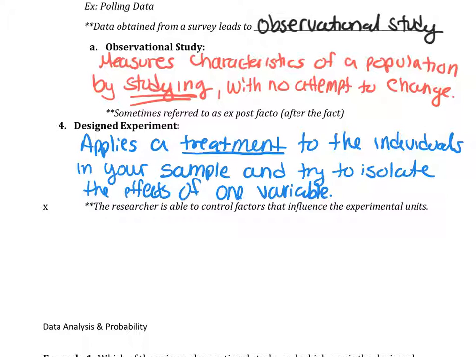Okay, so a little asterisk here. The researcher is able to control factors that influence the experimental units. So the experimental units are just the individuals in the experiment. So again, observational study, you're just observing. You're not doing anything to change the situation. Designed experiment, you are applying a treatment to the people in your group.